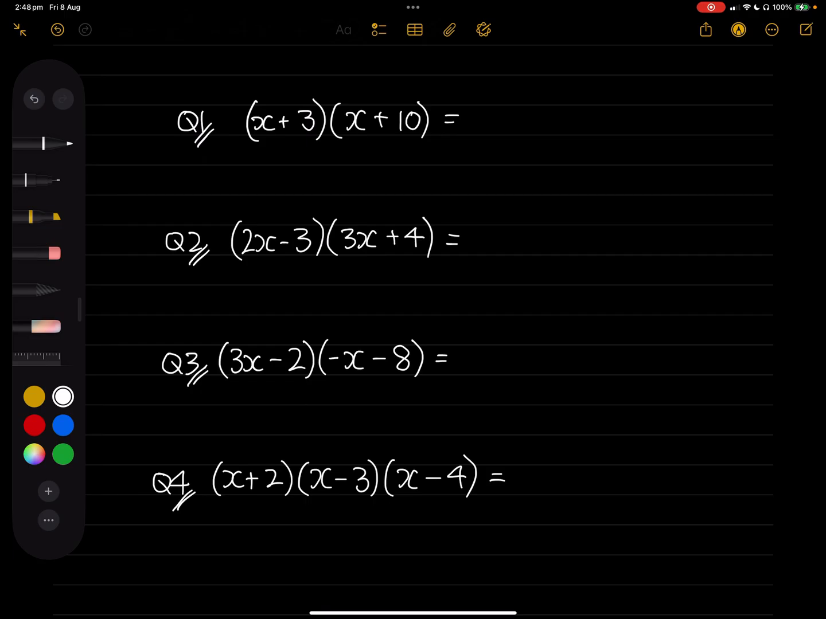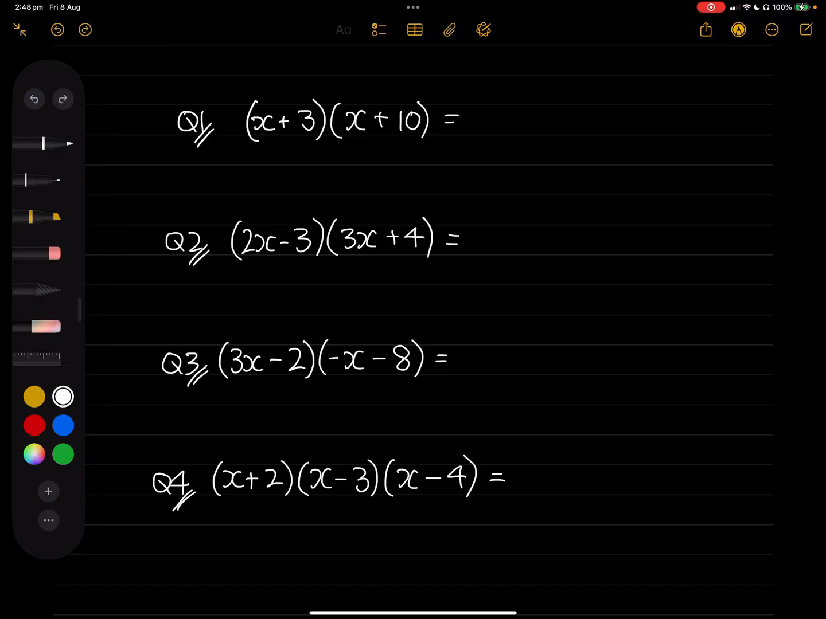So the fourth one, it's very similar to all of the others. You're going to do one FOIL expansion with 2 brackets, and then you're going to have to try and multiply that by the remaining bracket. And you can do that 2 ways. You can do that with a long FOIL expansion, or you can do that by splitting it up into 2 terms. All right, so I'll let you pause the video here, have a go.